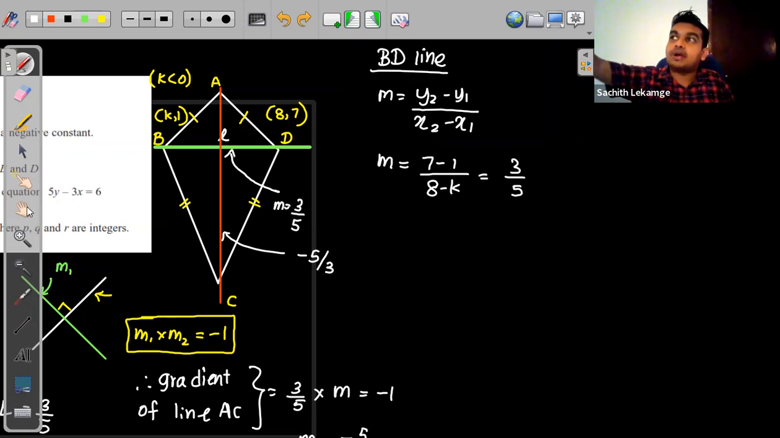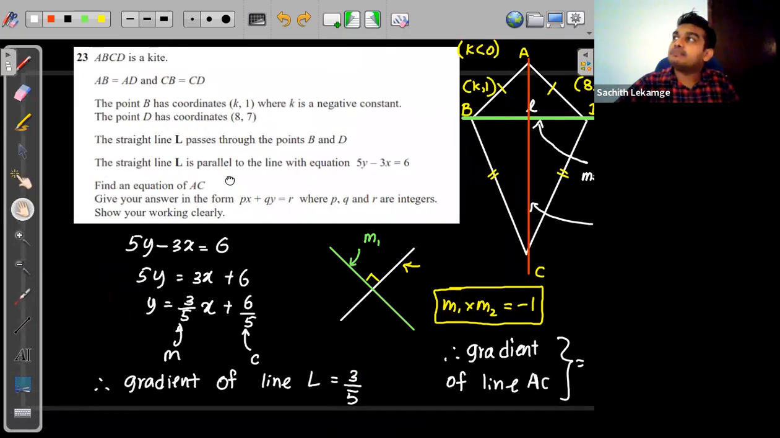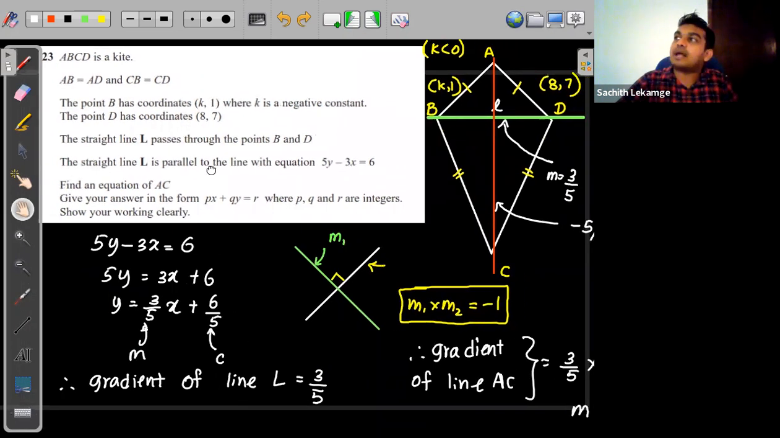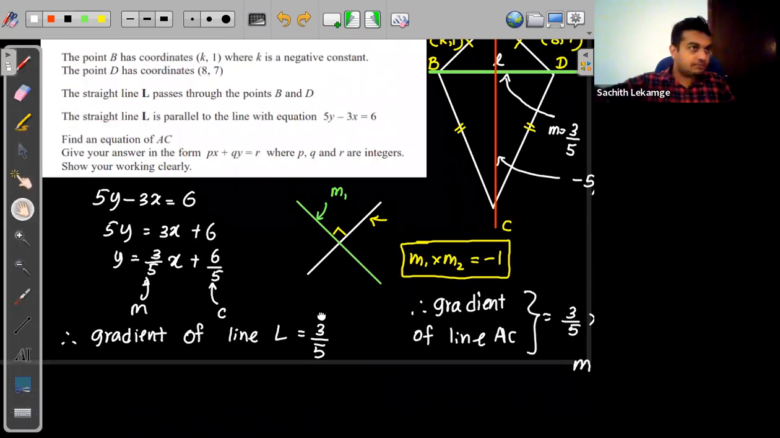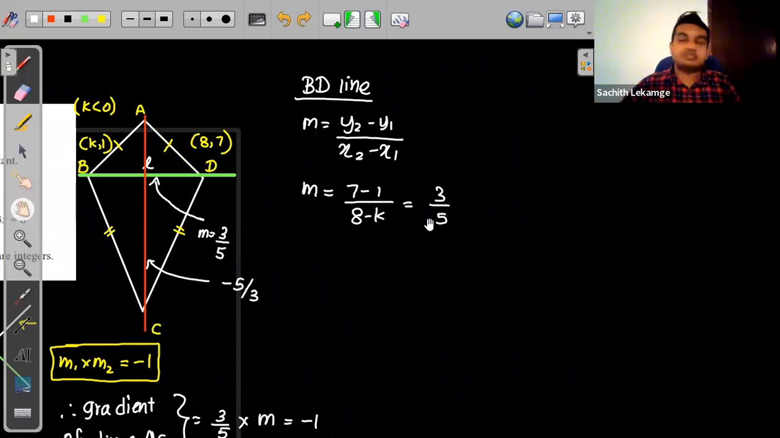How did I already find the gradient? See, using this, because they say line L is parallel to this equation, so I got the gradient of this particular equation. And since L is parallel to that, it has the same gradient. Since it has the same gradient, M I already know, which is 3 over 5. I equal it to this. Got it? Now I'm doing cross multiplication.